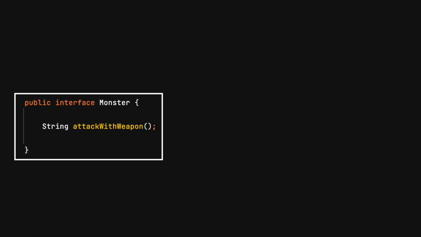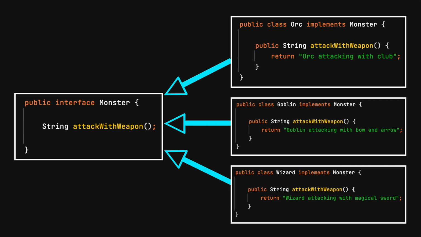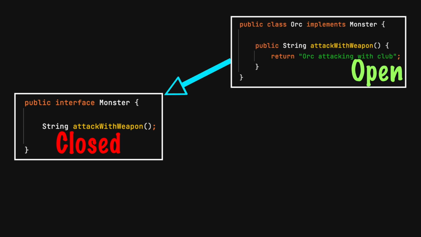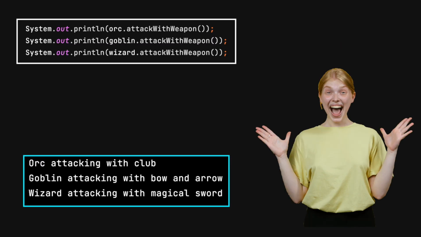With an interface solution, monster is the parent. Orc, goblin, and wizard are children that implement the interface. The monster interface is closed for modification or does not change. However, it is open for extension by implementing more child classes. This works.